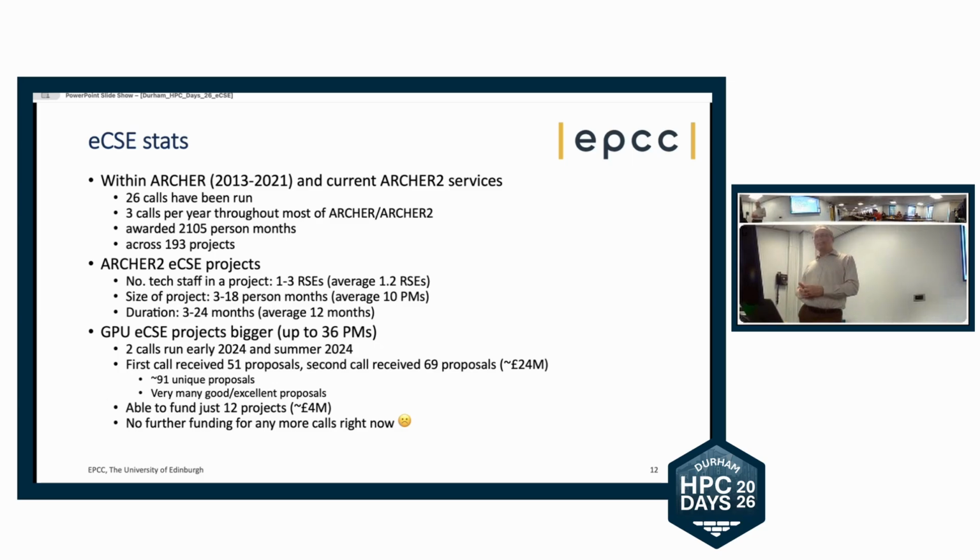And in terms of Archer 2, each project was between 3 and 18 person months. That varied a little bit depending on where we were in the programme, because if you're near the end of the programme, you can't really fund 12 months and there's not 12 months left. But it's basically between 3 and 18 person months, and the average is 10 person months. So that's probably quite important to take note of, because that gives you an idea of the size of these projects: typically between 1 and 3 people, and an average of 10 person months.